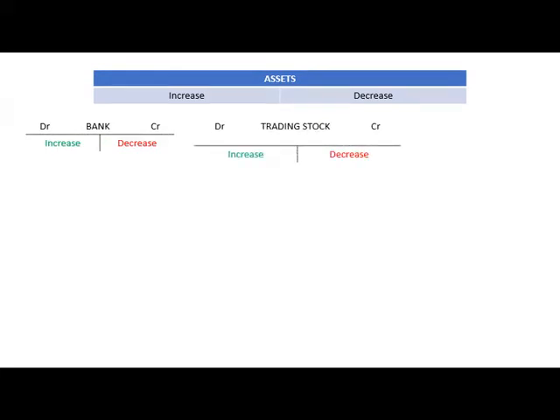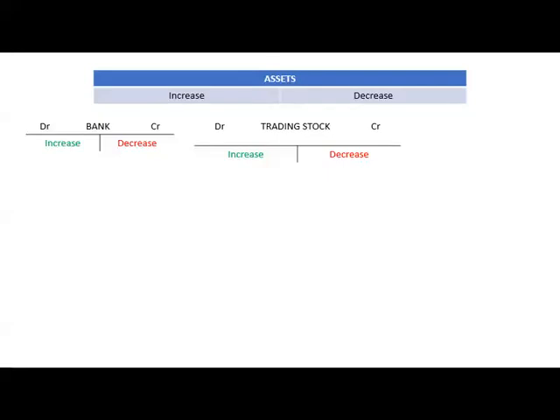I will start with assets. Assets increase on the debit side, they decrease on the credit side. What do we have under assets? We have bank. The more money we have in the bank, it will increase on the debit side. The more we lose, it will decrease on the credit side. Trading stock, when we buy more stock, it will increase on the debit side. When we sell or get rid of stock, it will go on the credit side.